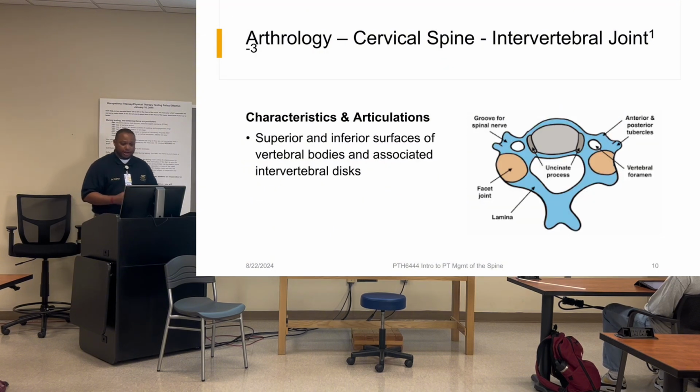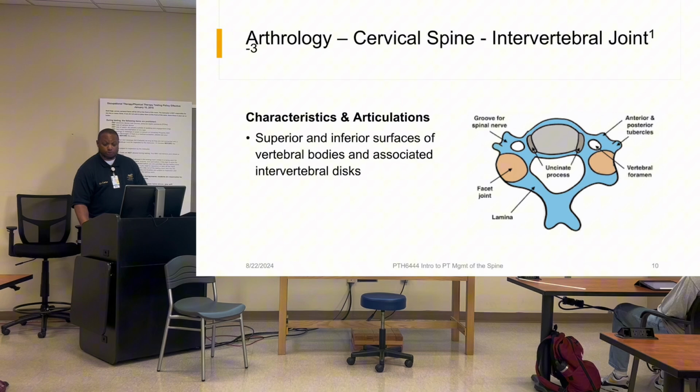So you have cervical spine, your intervertebral joints, characteristics of an articulation where the superior and inferior surface of vertebral bodies and associated intervertebral disc. So if you look at the characteristics of cervical spine right here, you have the vertebral foramen, and what goes through the vertebral foramen? Nerves. So you have the groove for spinal nerve, what spinal nerve? So you got your spinal nerve root, right? All right. You have your uncinate processes, all right?